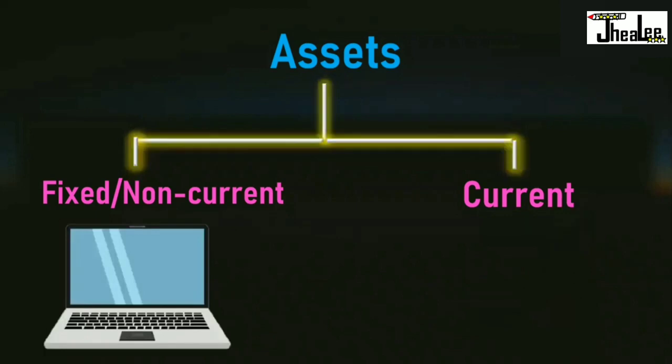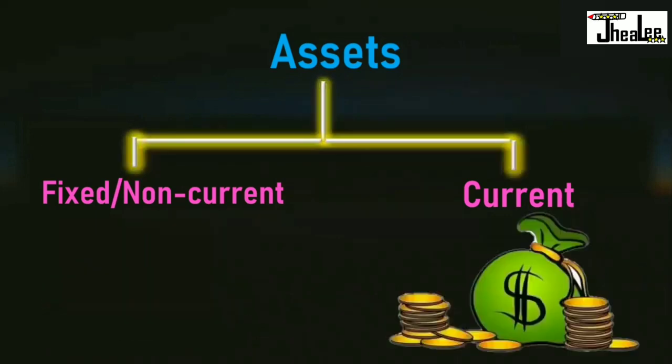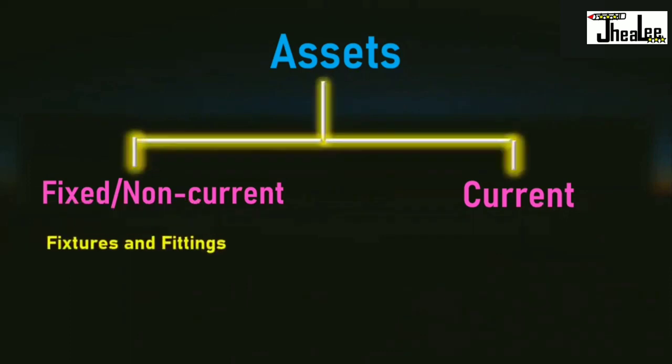The computer is a fixed asset. The motor vehicle is a fixed asset. The cash, whether cash in hand or cash at bank, that's a current asset. And what else can you think of in terms of the fixed asset and current assets? So let's add some more to your list of fixed assets. We have the fixtures and fittings, we have premises, we also have machinery, and there are others.